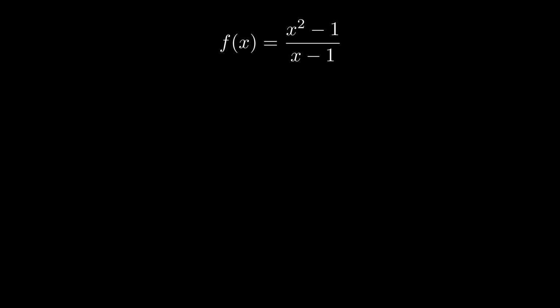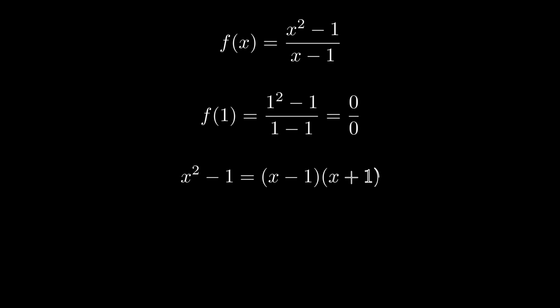We start with the function f of x equals (x squared minus 1) divided by (x minus 1). What happens when we substitute x equals 1? Direct substitution gives 0 divided by 0, an indeterminate form, but this suggests we should simplify the expression. Notice that x squared minus 1 factors into (x minus 1) times (x plus 1).